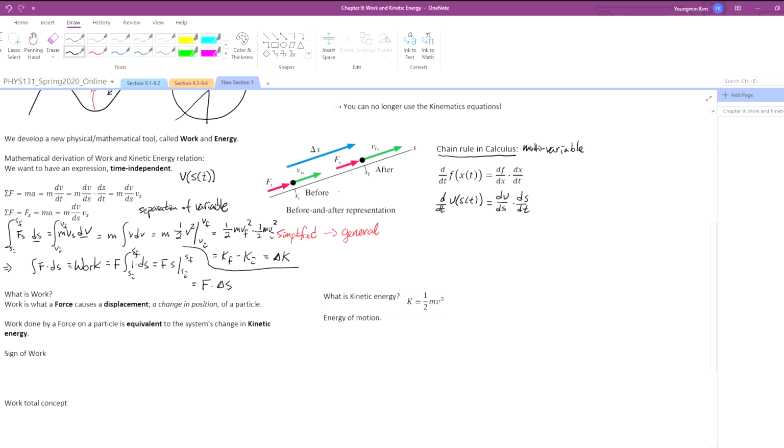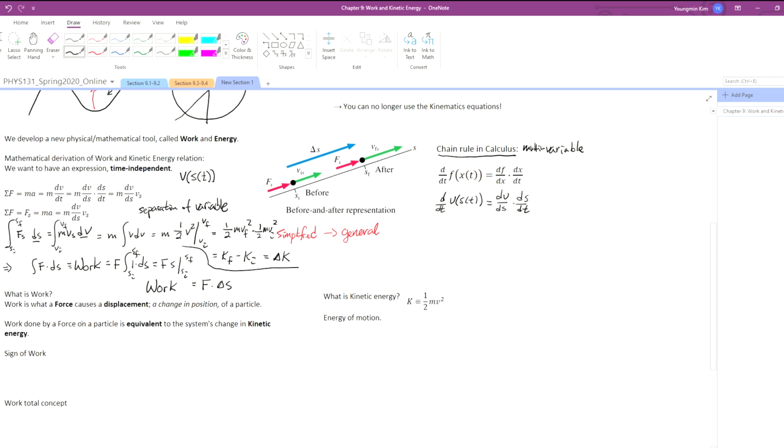So in this simplified format, our work, which is the left-hand side of this integral that we define, is equal to the magnitude of the force multiplied by the displacement of that particle. That's why work, conceptually, is an integral of force with respect to position, which is what a force causes a displacement, or change in position, of a particle. And we usually refer to work in a passive form, meaning that we say work is done by a force on a particle.